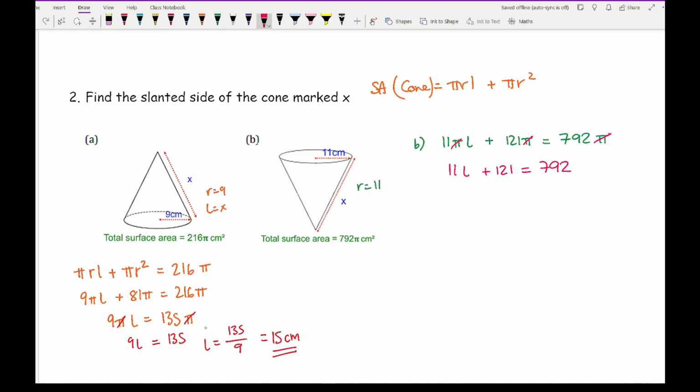And as you can see, it's turned into a linear equation in which I can swap L with x, because what you don't want to do is get confused with making your L's look like a 1. So then from this I get 11x equals 792, take away 121, which is 671. So x equals 671 divided by 11, which gives me an answer of 61, and that's centimeters. And there is my answer for that one.